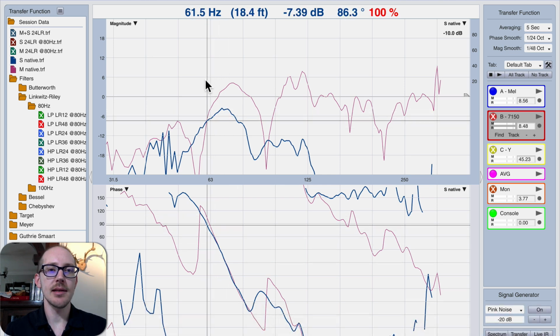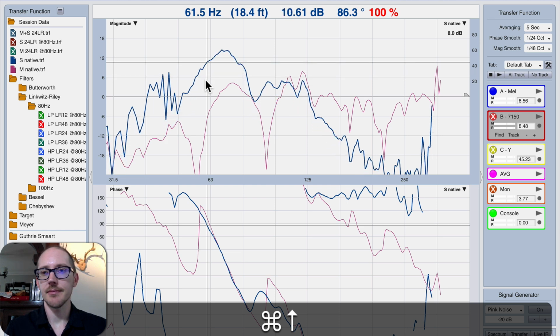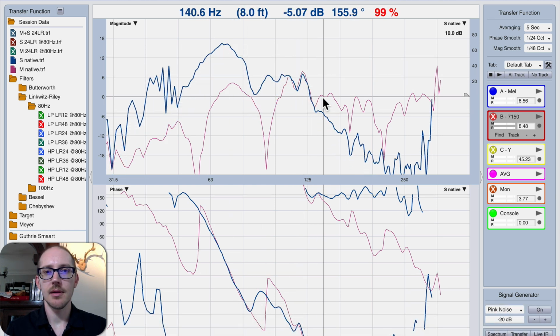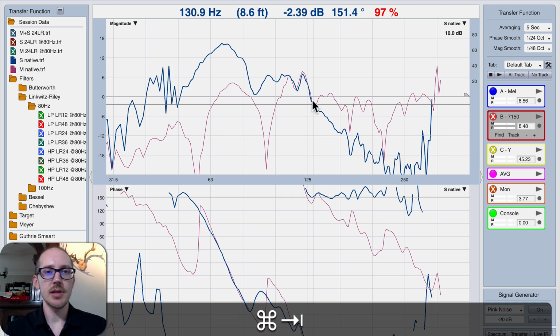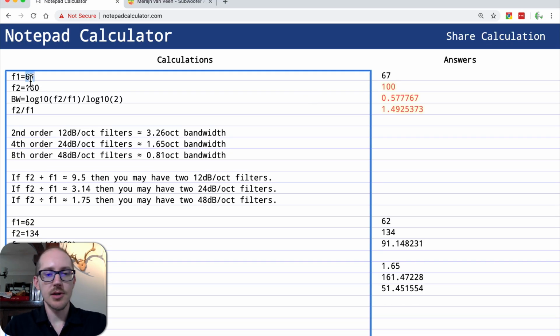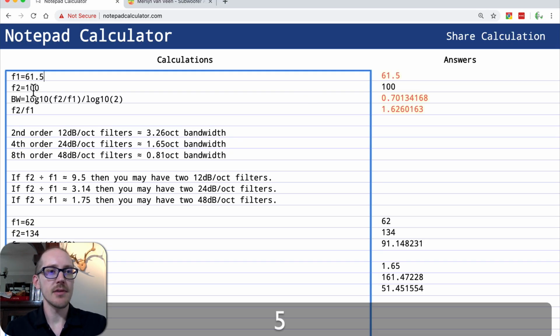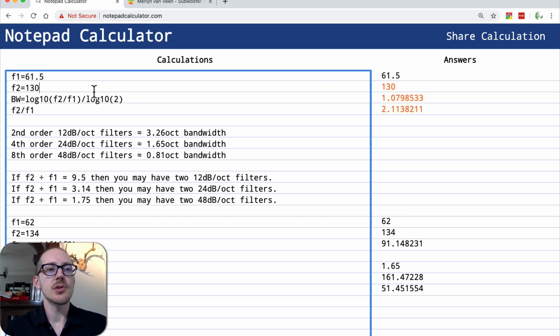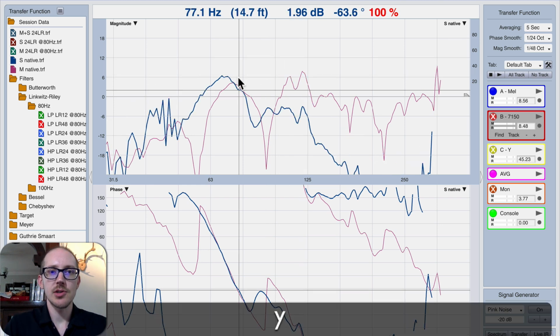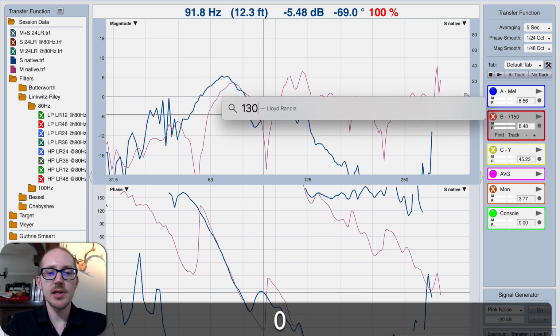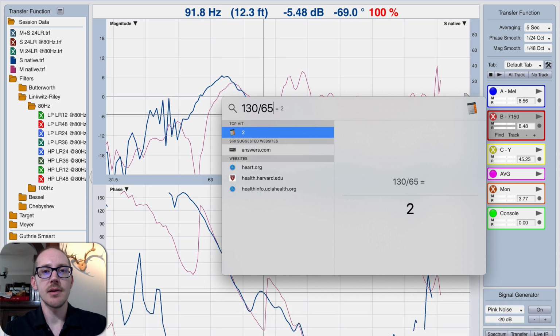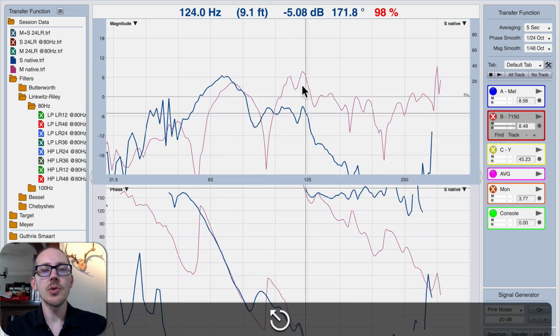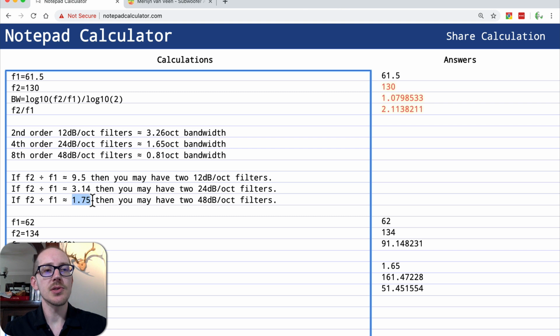Offset this by 10, 61.5. And what, 130? So 61.5 and 130. And let's check my shortcut first. So if I just said 130 divided by 65, that is the number 2. And the number 2 is pretty close to this multiplier of 1.75.